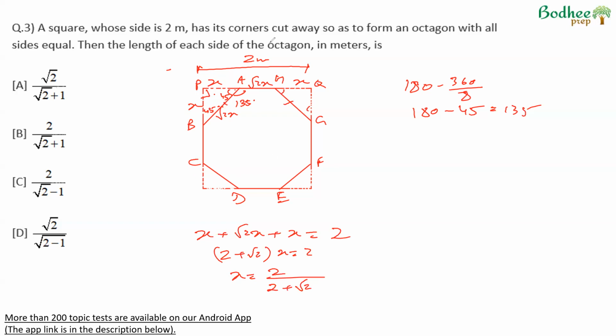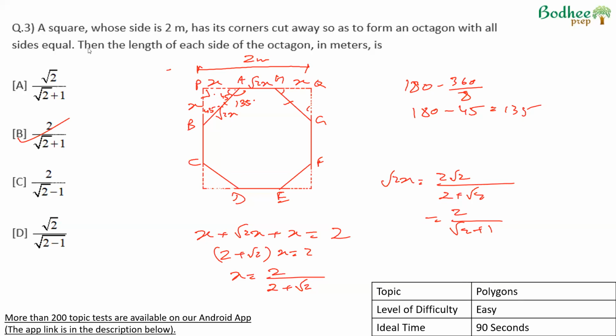We have to find the length of the octagon, which is root 2x. And therefore root 2x will be 2 root 2 upon 2 plus root 2. Dividing everything by root 2, we'll get 2 upon root 2 plus 1. Option B is the answer. I think this is a question that you would have done earlier. Therefore, I'm saying easy, about 90 seconds to solve.